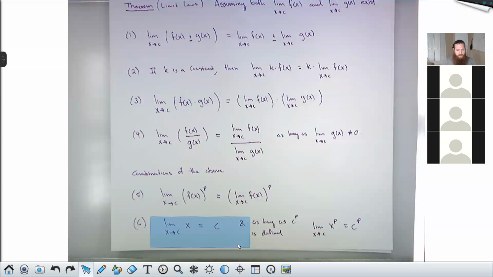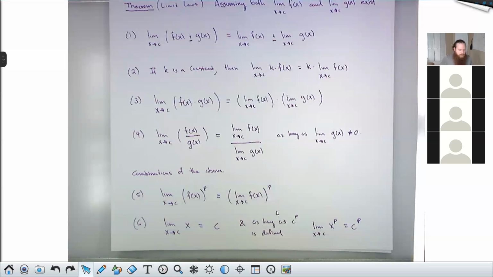The fact that the limit as x approaches c of x is c is a consequence of the graph, really. You can think of the graph of f of x equals x. It's just that line y equals x. So of course, as the x values go somewhere, the y values go there as well. And then this last one is the fact that this limit is c put together with the fact that powers play nice with limits.